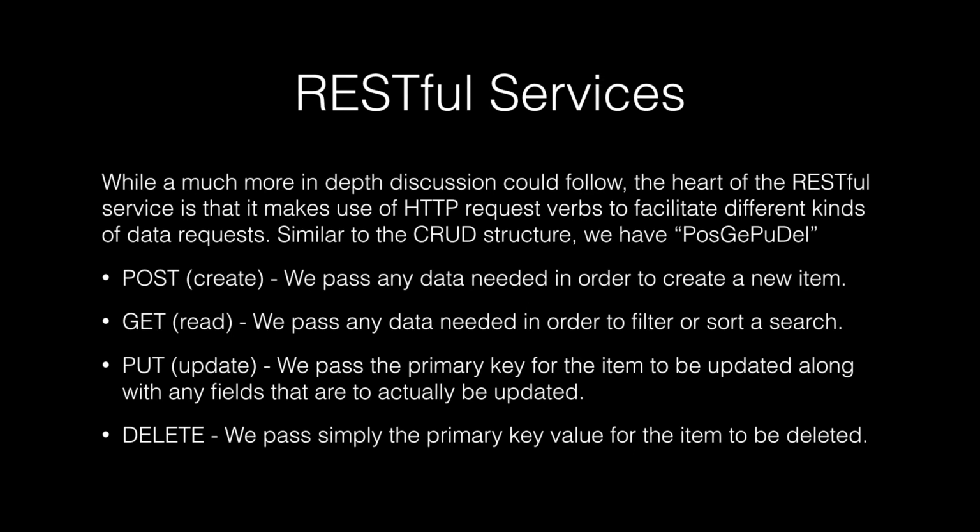Post, or create. In this, we pass any data needed in order to create a new item from our user's machine. We pass it, thanks to a post request, to the API. With a get request, that's where we're reading. This is where we send a get request off to the API. We pass any data needed only in order to filter or sort a search, and the data is going to come back to us so that we can then pull it out and display it on the page.